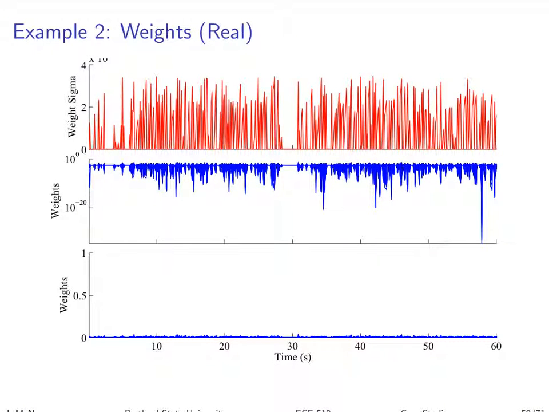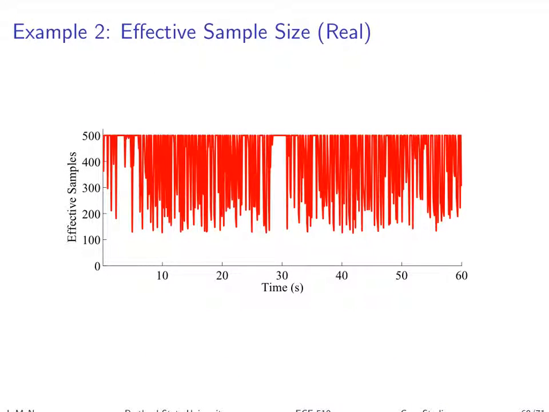The weights, we've seen this before. This is just the basic sequential importance sampling particle filter with resampling. Number of effective particles, 125. You can see what happens.